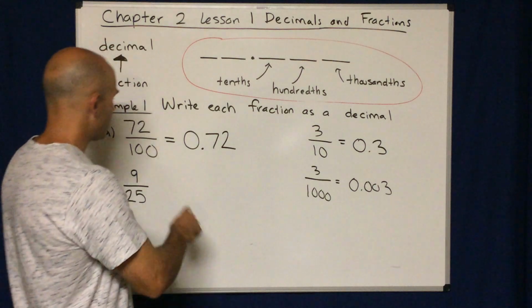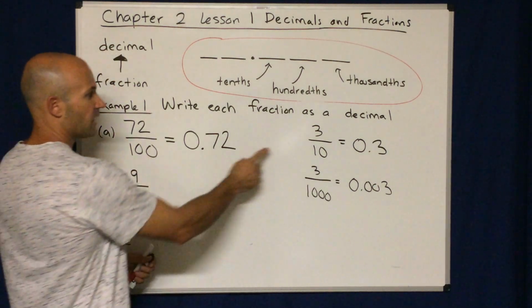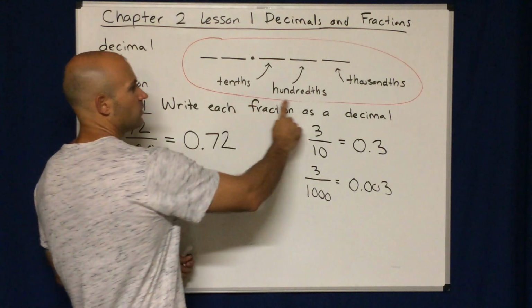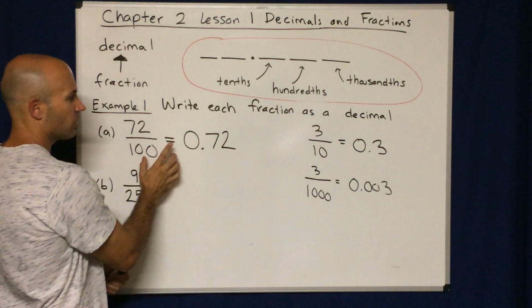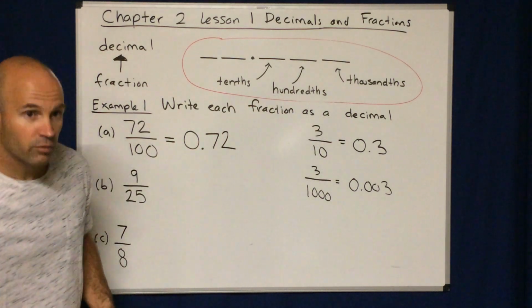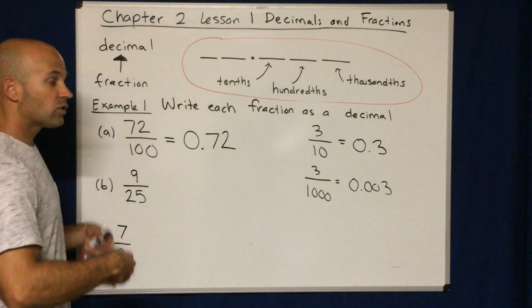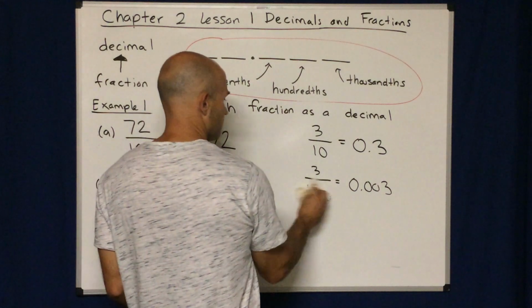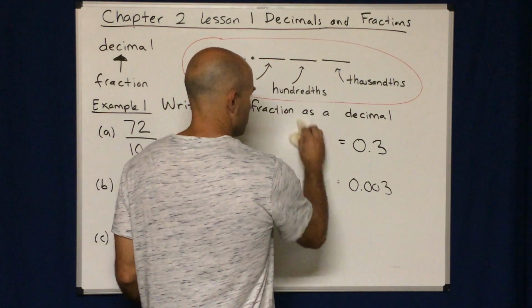So in situations like this, where your denominator is, say, a 10 or 100 or 1,000, then I can use these place values to convert quite quickly to a decimal from a fraction. And so we want to keep that in mind. I want to use this fact to my advantage. So let's move on to part B.